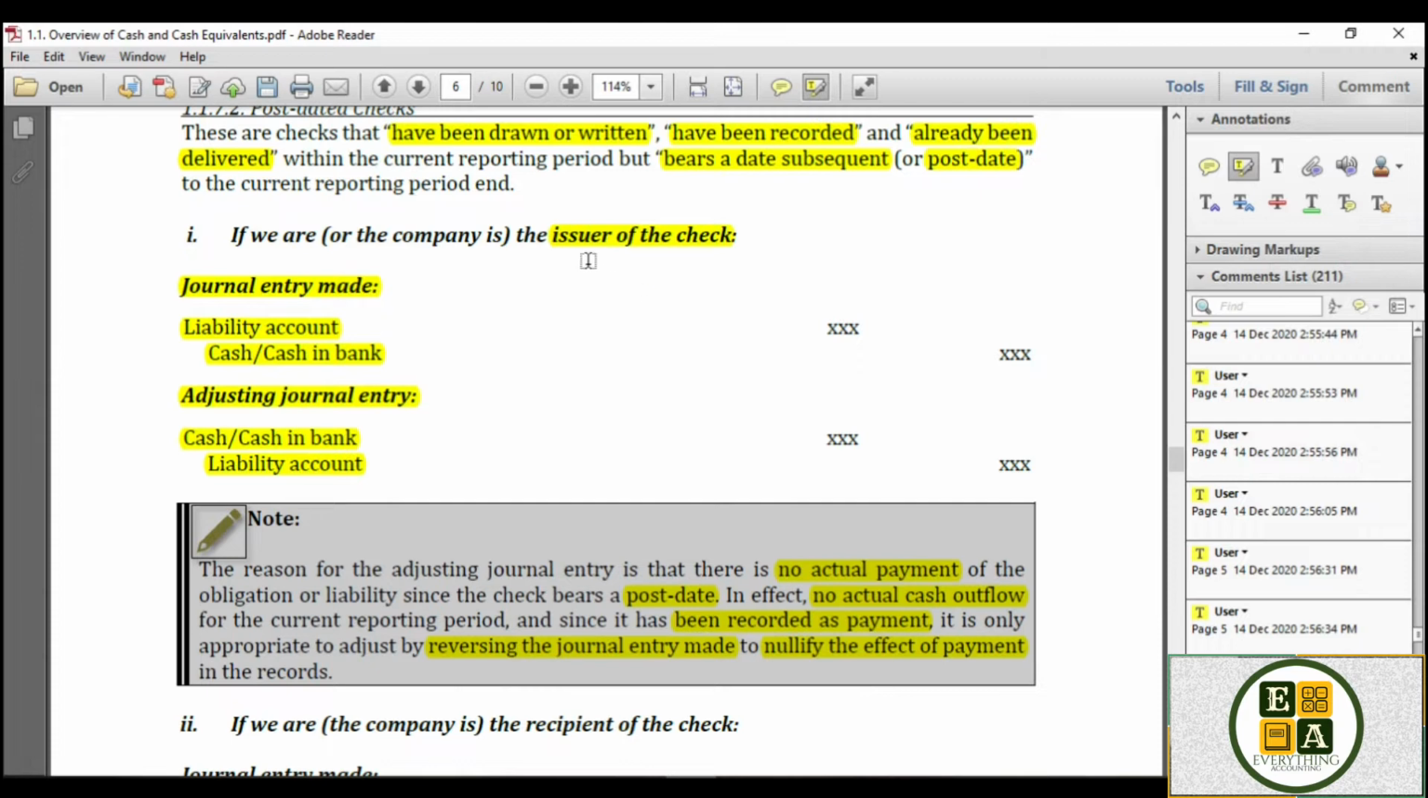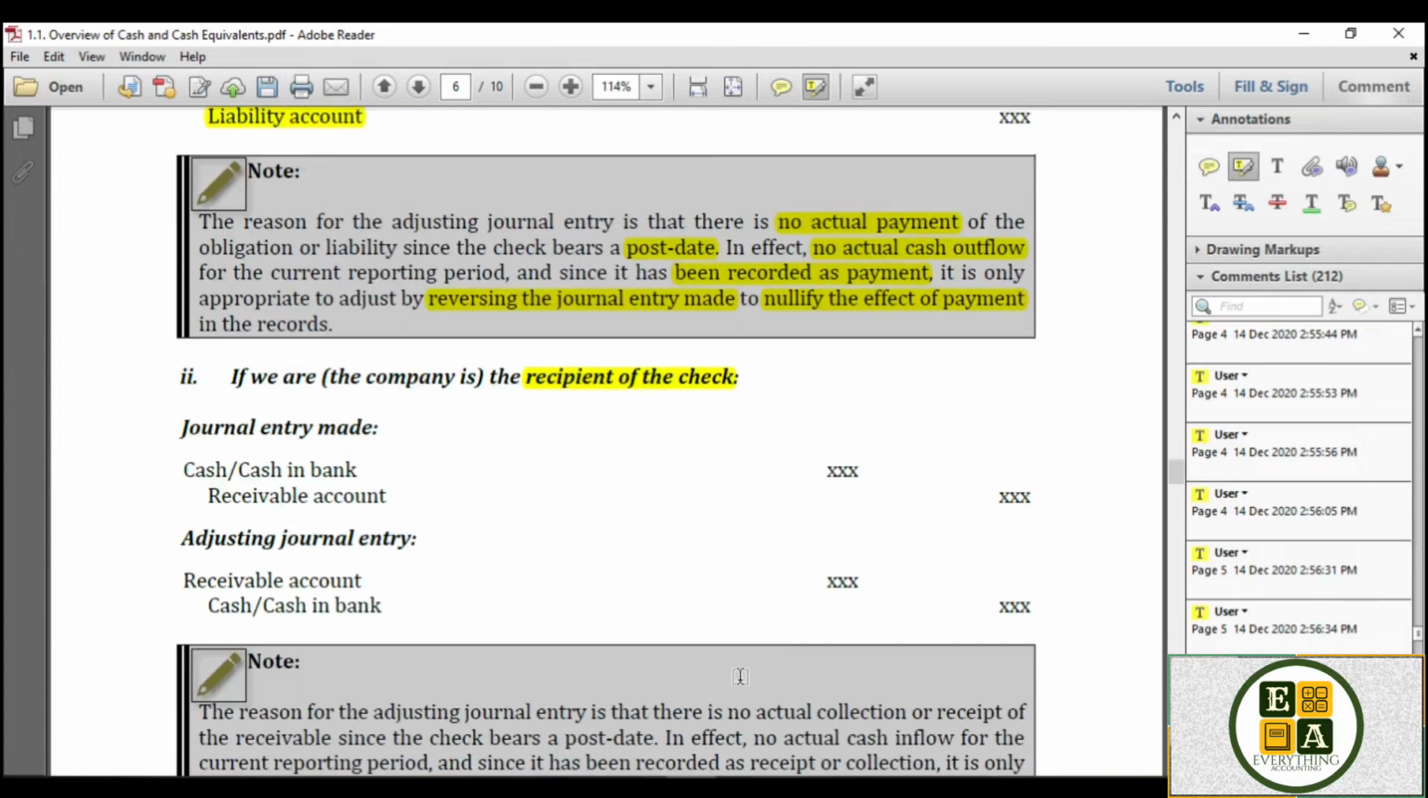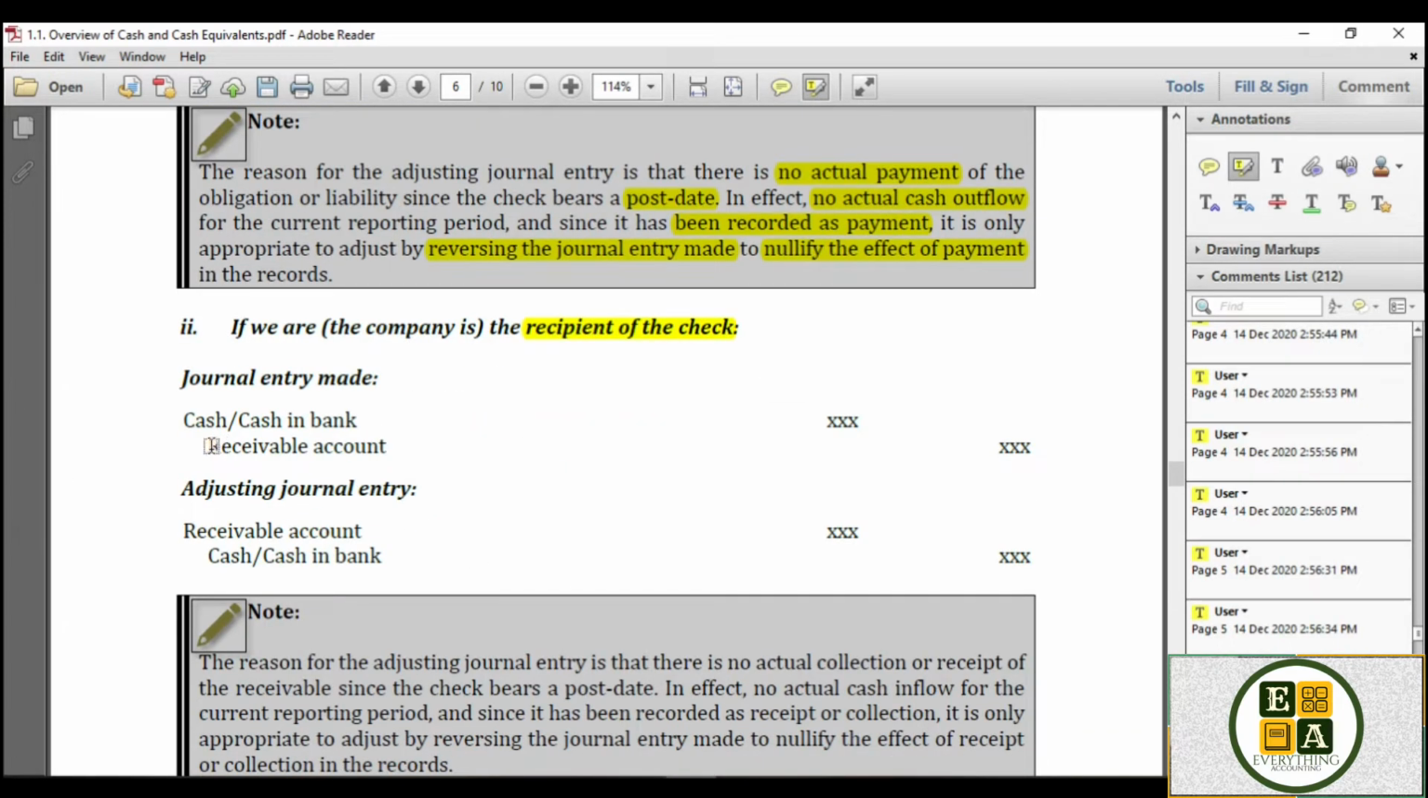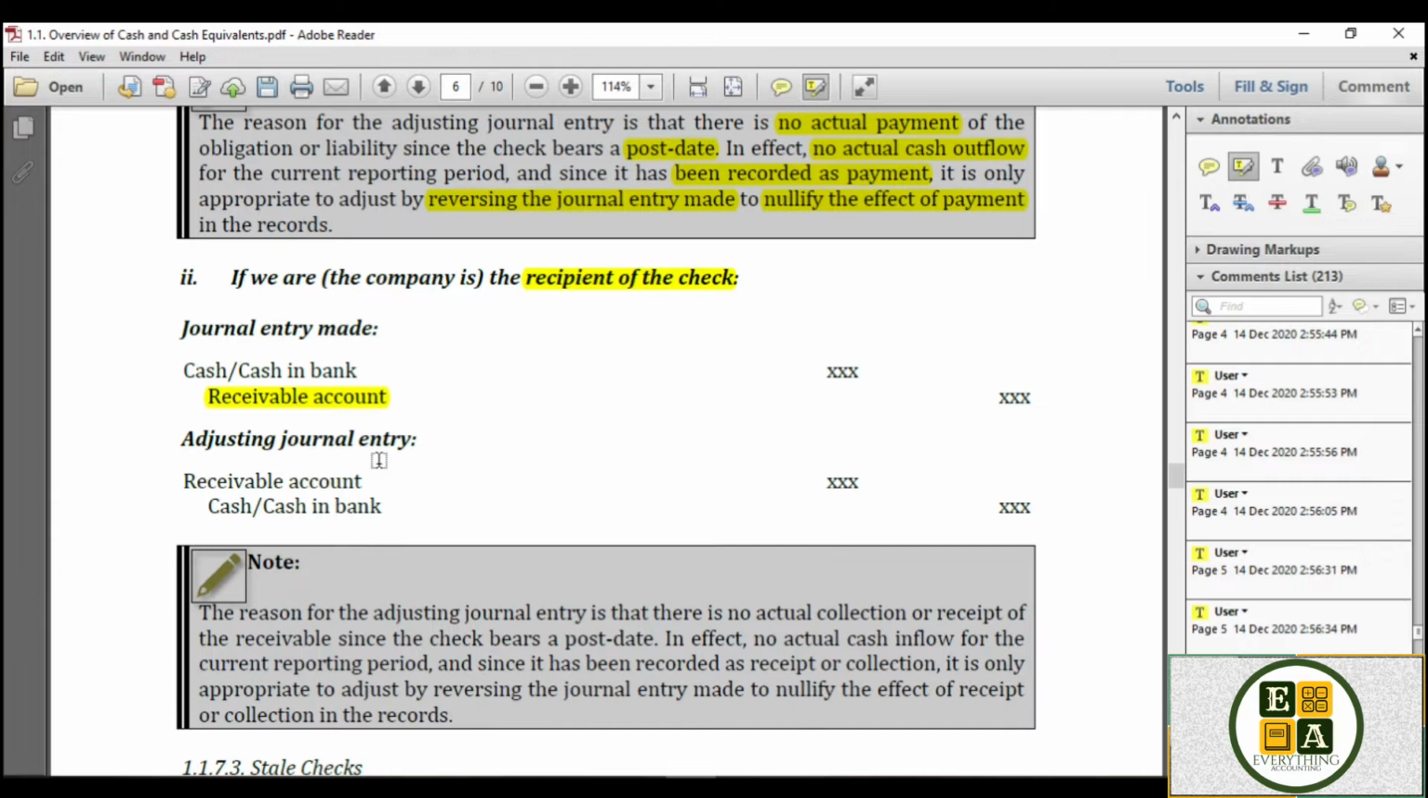So kapag tayo yung issuer, ganito yung gagawin natin. We are actually paying for liability, but if we are the recipient of the check, tayo yung naka-receive, we are actually sought for the collections of the receivable account. Kaya nga may credit tayo na receivable account dito. Okay? We debited cash as our part of the journal entry made, with credited receivable account, mainly accounts receivable. But since in effect, hindi tayo talaga makakapag-encash, so hindi natin talaga totally mako-collect yung cash, we have to adjust it. Okay? Yung collections. To nullify the collection, re-establish the receivable account, then credit yung cash kasi walang na-receive talaga na cash.